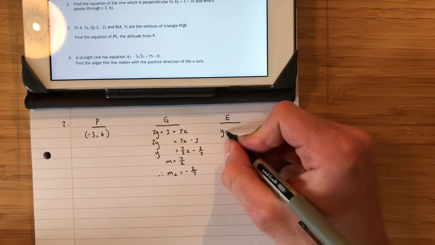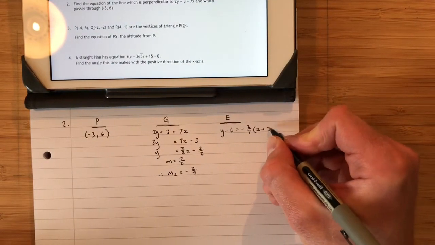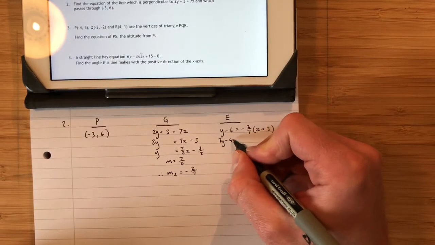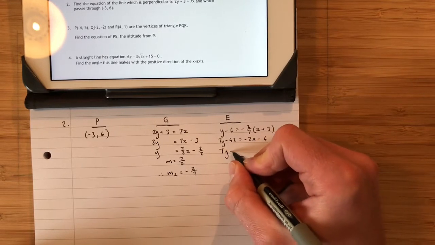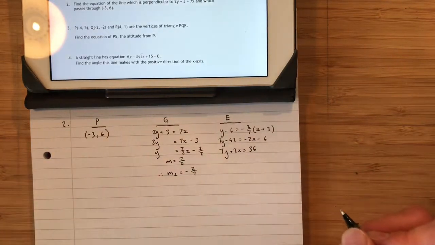Let's do y minus b. y minus 6 is negative 2/7, brackets x add 3. The 7 is going to multiply up, so 7y minus 42 is minus 2x minus 6. So 7y add 2x equals negative 6 add 42, which is 36.